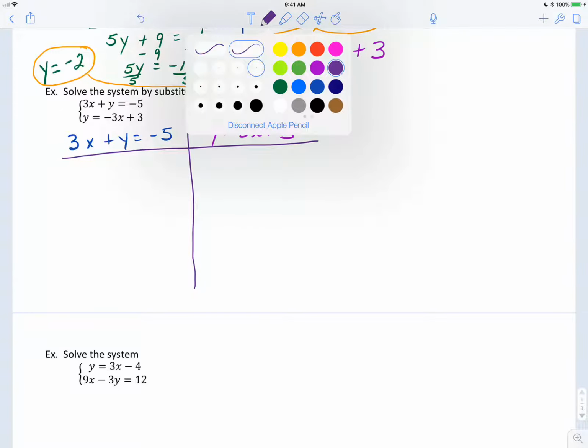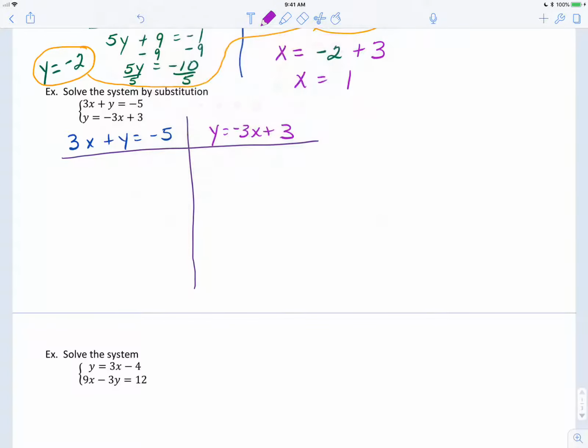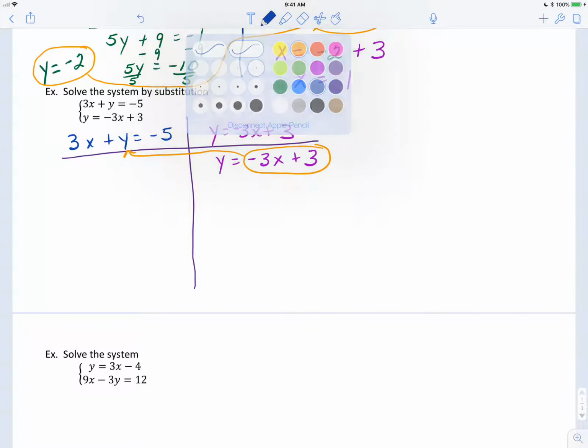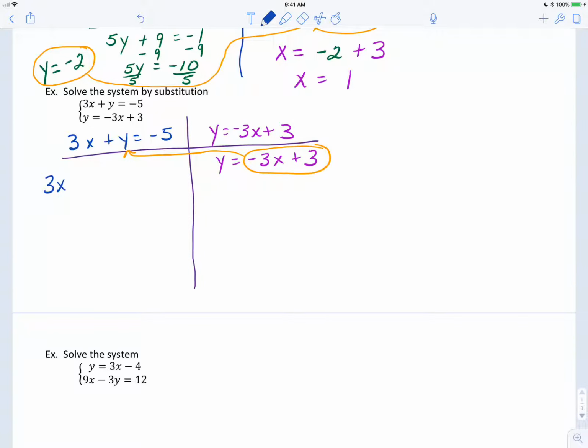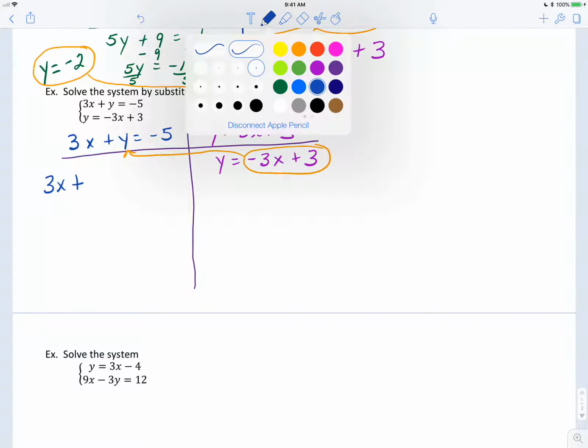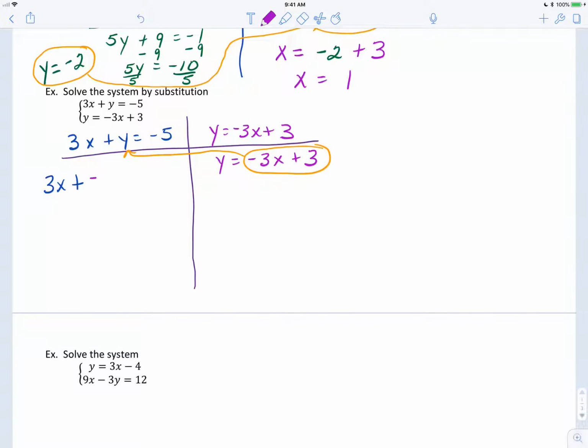Okay, well notice this equation is already solved for y, so I'm not going to create any extra work for myself by solving the other equation for anything when this is already done. So I'm going to take this one, put it in for the y value right there, plus y, which is negative 3x plus 3.